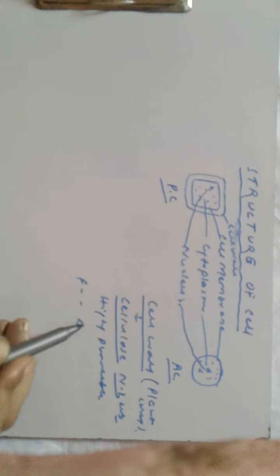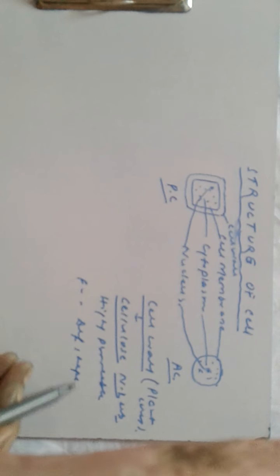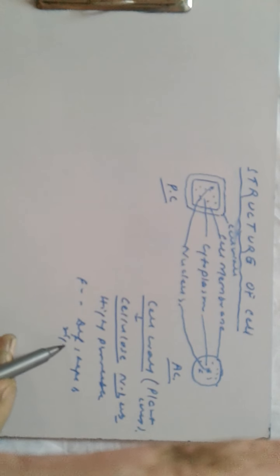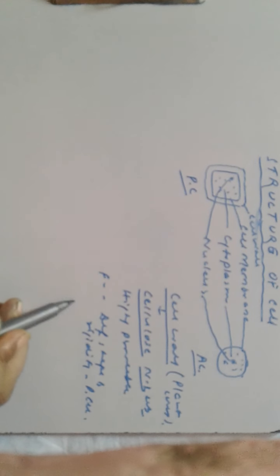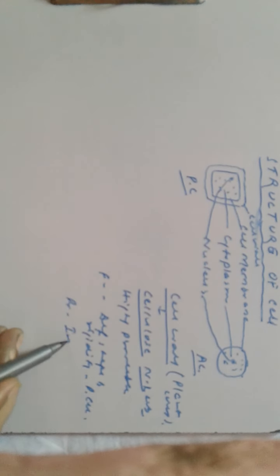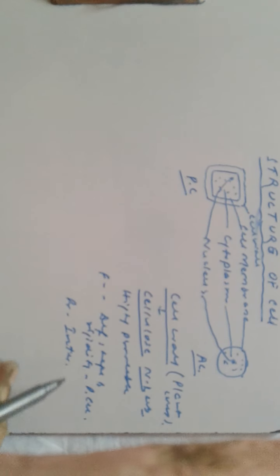It provides definite shape and rigidity to the plant cell and it protects the inner, or you can say the internal structure, and the plasma membrane also of the cell.